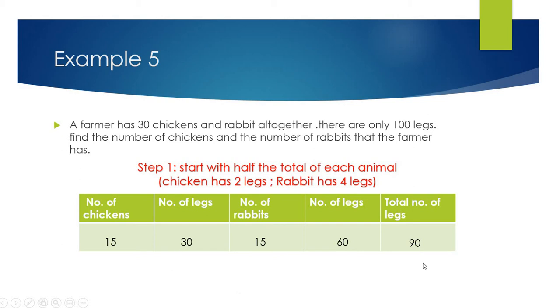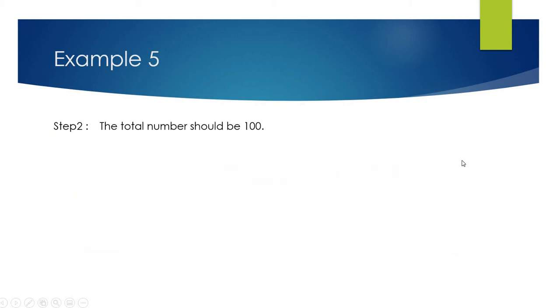So the first case would be the farmer has 15 chickens and 15 rabbits. 15 chickens have 30 legs in total. 15 rabbits have 60 legs in total. 15 multiplied by 2, 15 multiplied by 4. The total number of legs would be 90. So let's go to the next step.